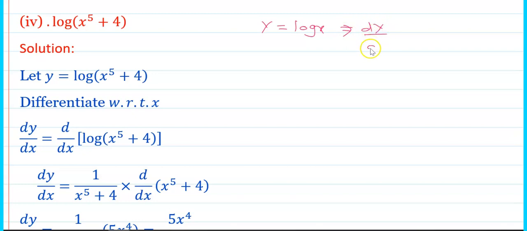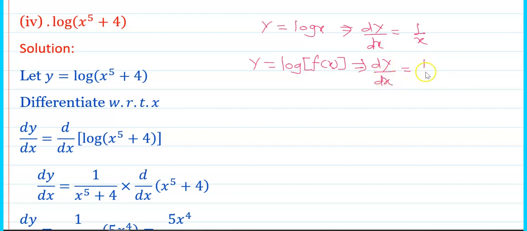We know the derivative of log x is 1 upon x. Here y is equal to log of f of x. It implies that the derivative dy by dx is equal to 1 upon f of x into the derivative of f of x, which is f dash of x.